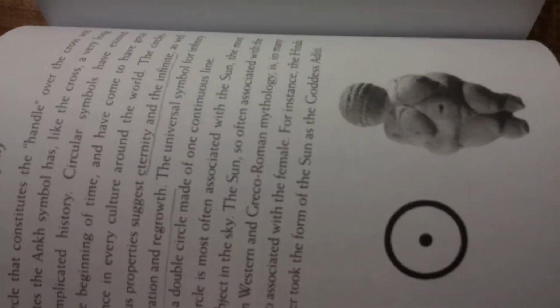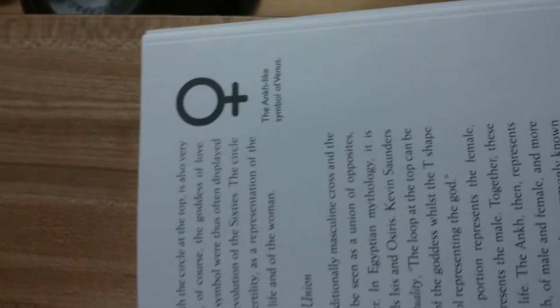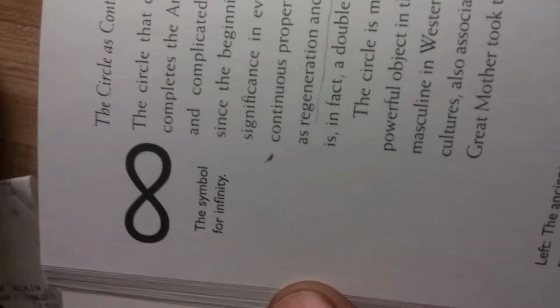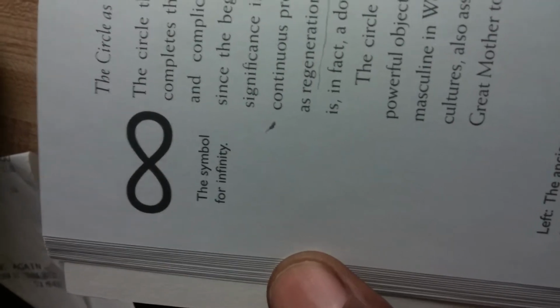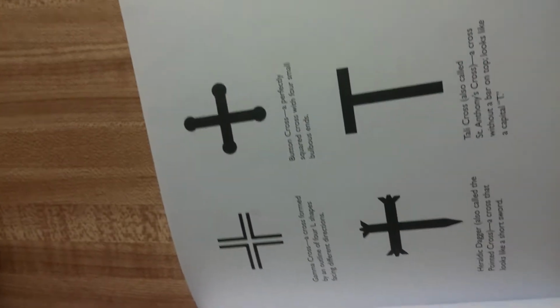This is life. You notice the ANKH has the circle in it. It's another Venus sign right here, the ANKH-like symbol of Venus. So you have a lot going on with the ANKH and the symbol of life. And this right here, you see that's the 8 on its side. It means continuous life, a symbol for infinity, always going. So you have quite a bit here that I want to share with you.